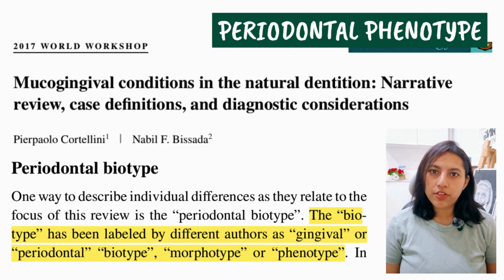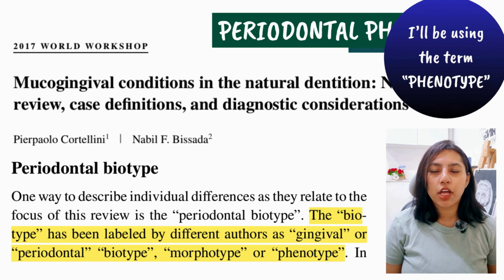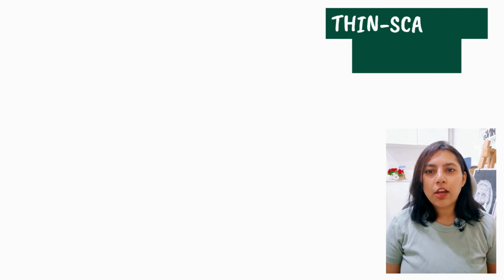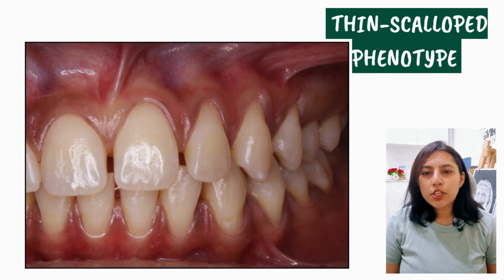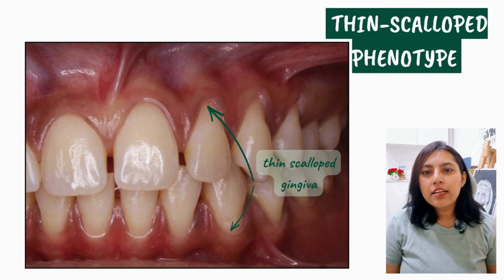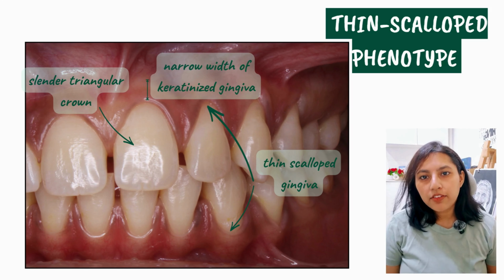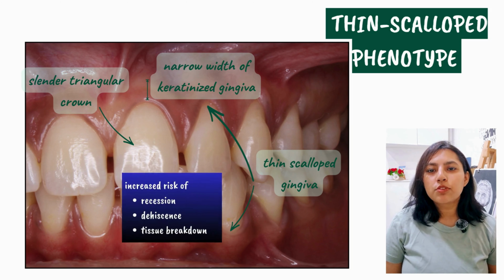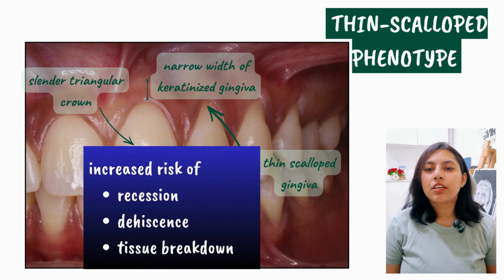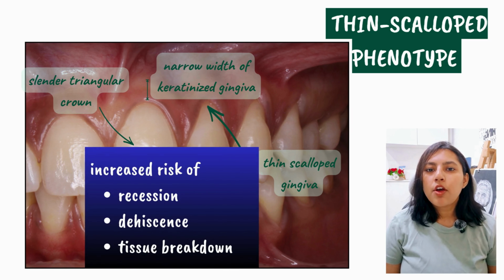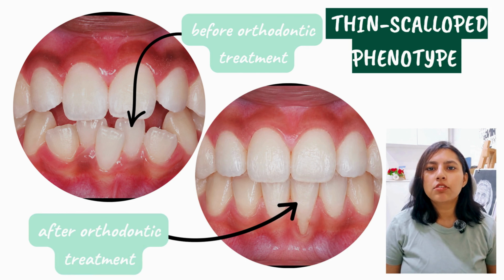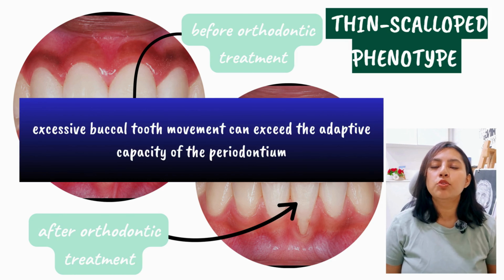Now, if you look at the older literature, you will commonly find the term periodontal biotype. And traditionally, three common biotypes were described. First, thin scalloped phenotype. These patients usually show thin, delicate gingiva, slender triangular crown, narrow keratinized tissue, and relatively thin underlying bone. Clinically, these tissues are much more prone to recession, dehiscence, and tissue breakdown. For example, a patient with thin phenotype undergoing aggressive orthodontic expansion may later develop gingival recession because the tissues cannot tolerate excessive buccal tooth movement.